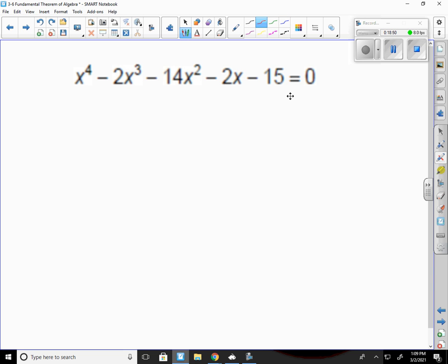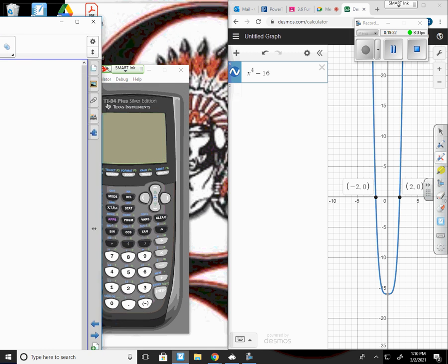Find my factors of negative 15. That's plus and minus 1, plus and minus 3, plus and minus 5, and plus and minus 15. Take my factors of q. That's just plus and minus 1. It won't always be 1, but this number's a 1. That's all that there is. Do p over q. That gives me all of these factors. Put my equation into Desmos.